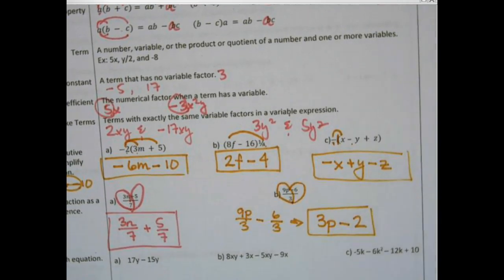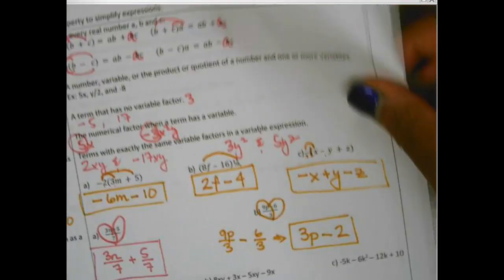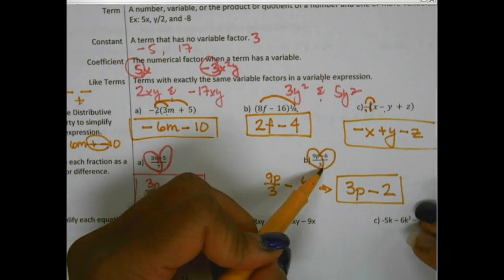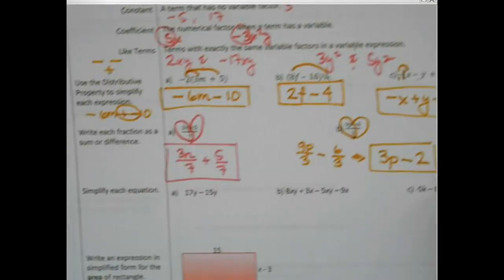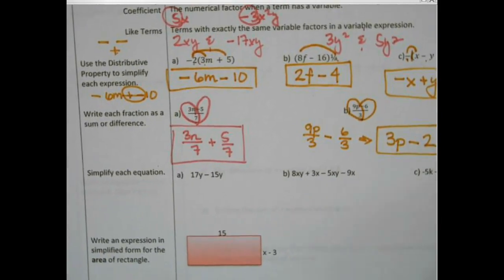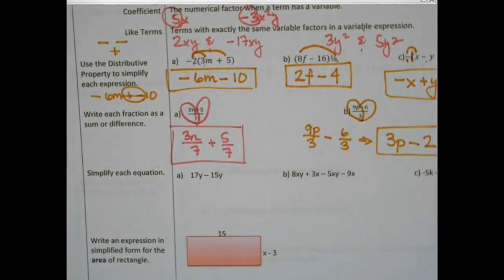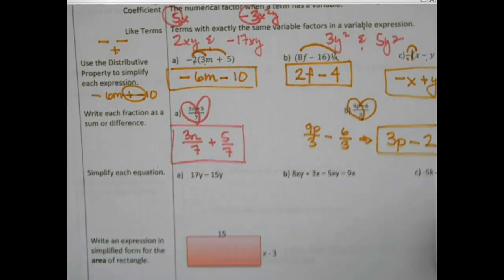There we have it. So basically when you're distributing, I would like for us to note that we are distributing it to each term in there. All right, let's simplify each expression. So I do see some like terms here. I see that I have 17y minus 15y.